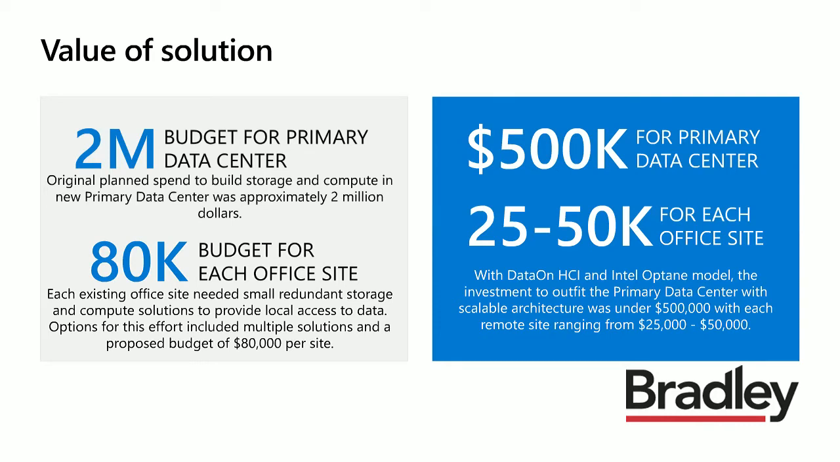Having worked with Microsoft, Intel, DataON to decide on the DataON Azure Stack HCI with Intel Optane solution as well, they were able to deliver everything they want and more under budget, right? For the primary data center, instead of $2 million, which they were budgeted, they spent a quarter of that amount, which is $500,000, to build out their primary data center. In the case of their branch offices where they have $80,000 budgeted, again, it's a quarter amount to 35%, where they spend, depending on the design, $25,000 to $50,000 each site.